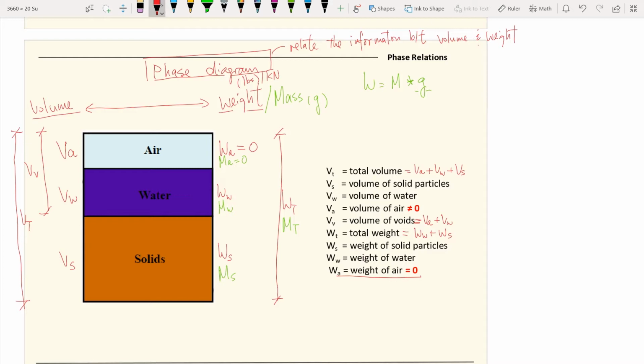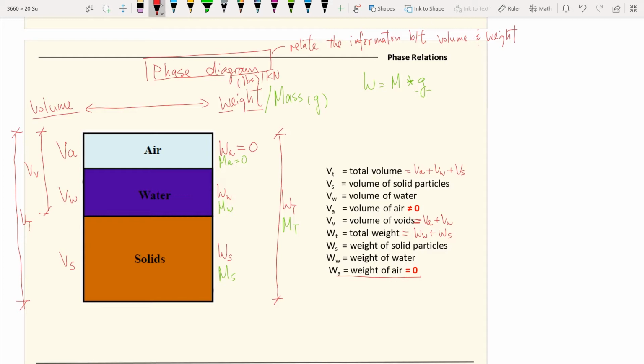Based on those measurements, how to back calculate each of these terms. So these are the main goals for this lecture: knowing how to find all these components to form the phase diagram. And when we talk about the phase diagram, the first thing I want you to think of is both the volume and the weight, and realize that the phase diagram is used to link the information between the two.